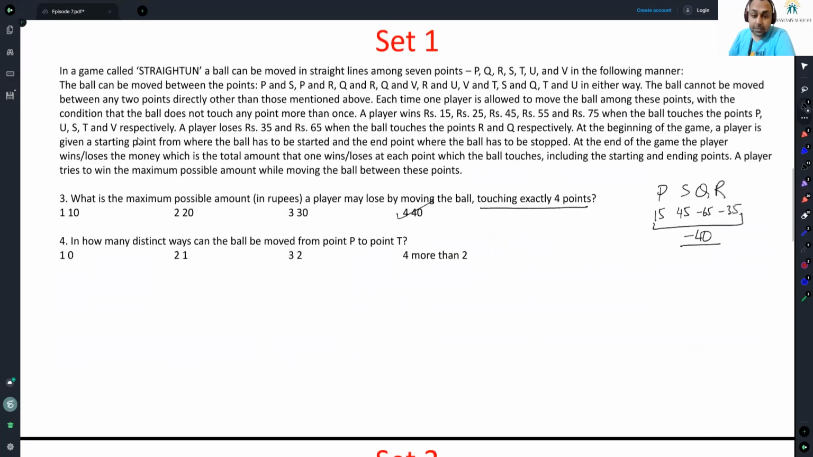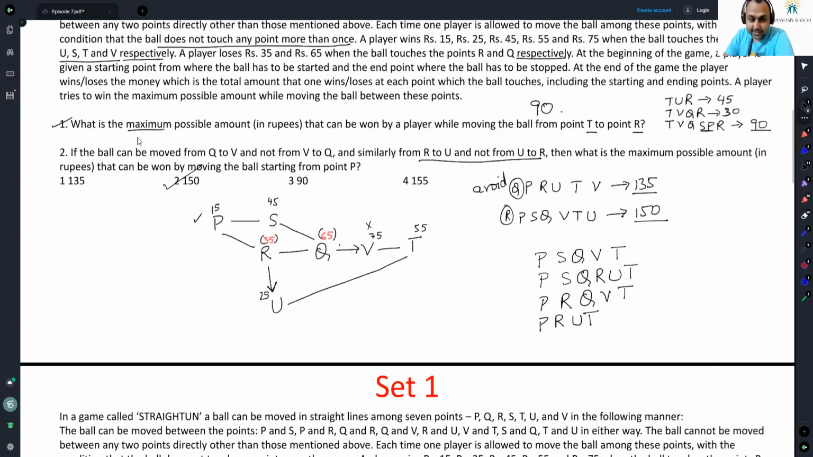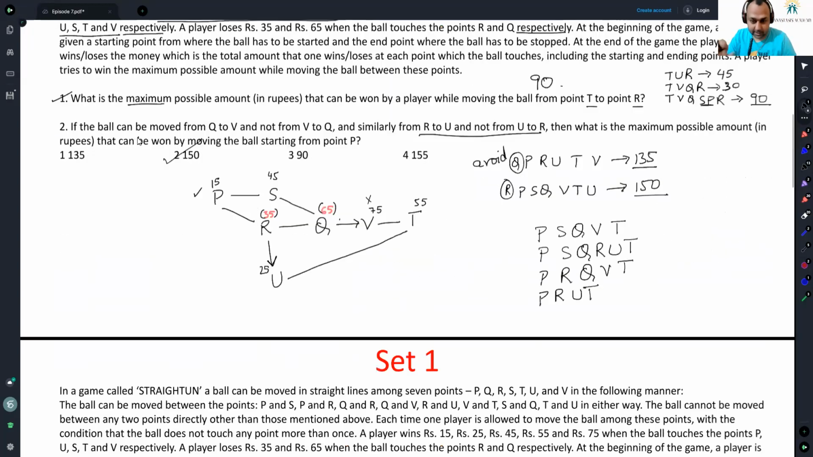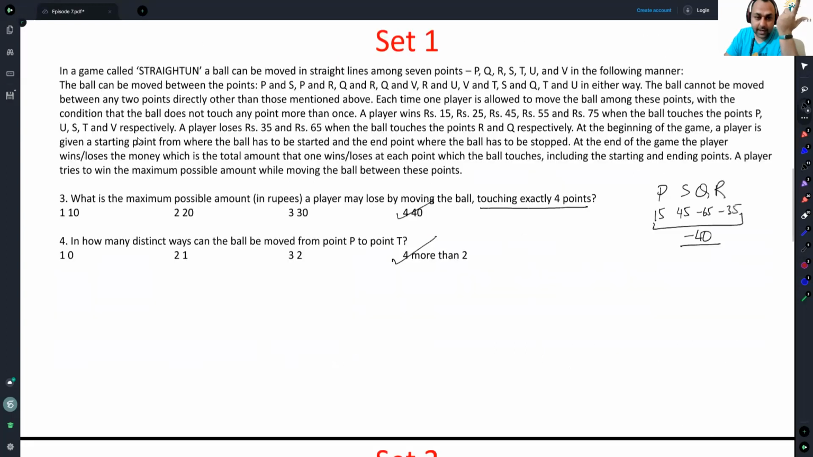I did absolutely horrendously. As soon as I reached 3 cases, I should have marked option 4, more than 2. As soon as I reached 3, why was I concerned with exactly how many cases are required? I should have marked more than 2 because the options are such that I did not need to calculate. Even if there are more paths available, it is of no concern to me because the correct answer in any case is going to be more than 2 only. That is it for set 1.